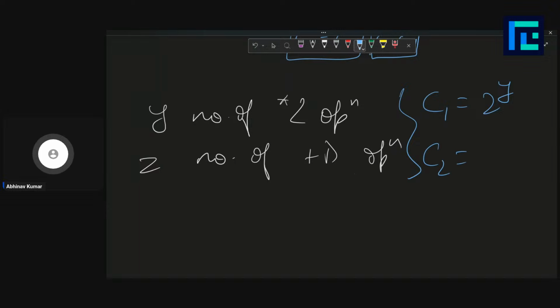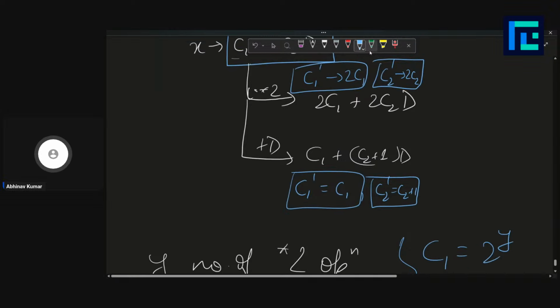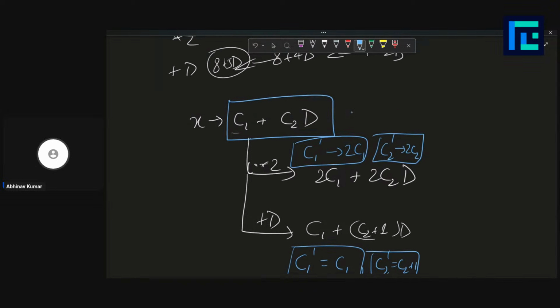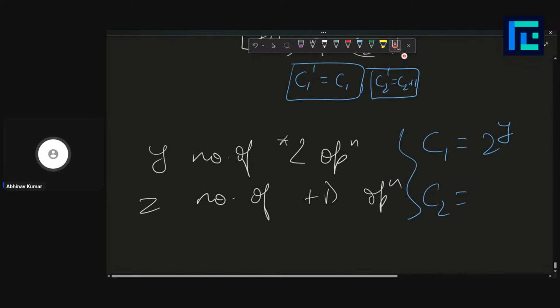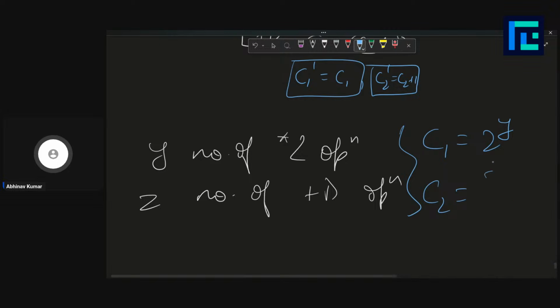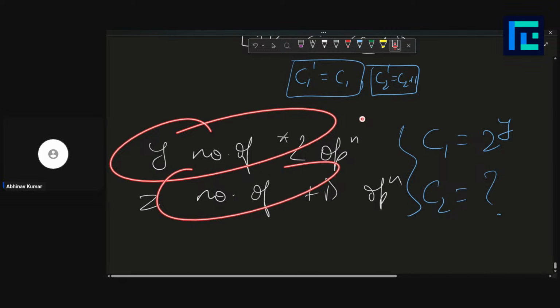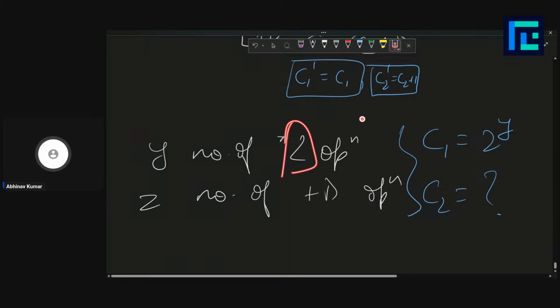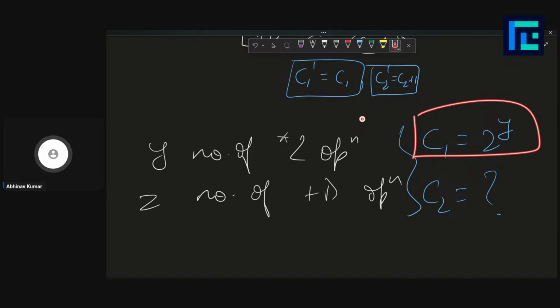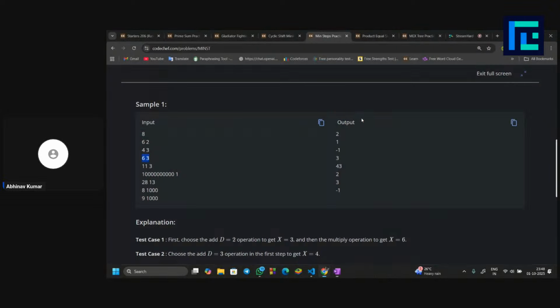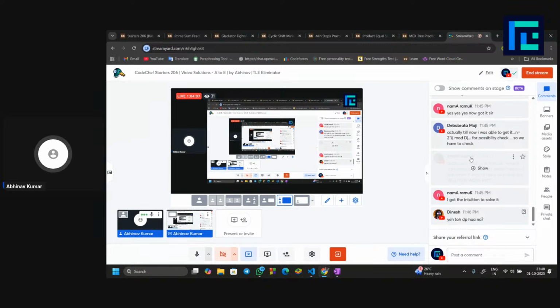And your C2 may vary here: for any into 2 operation it would double, but for a plus d operation it would increase by 1. So currently you cannot predict this. You would need the order in which the multiply by 2 operation and the plus d operation are performed. If the order is given to you, then you can calculate the exact C2, but C1 you can calculate exactly as 2 to the power y. If this is clear, can we move ahead?